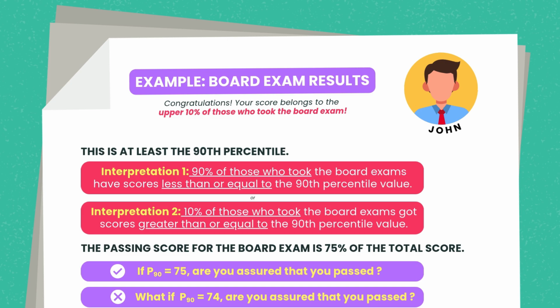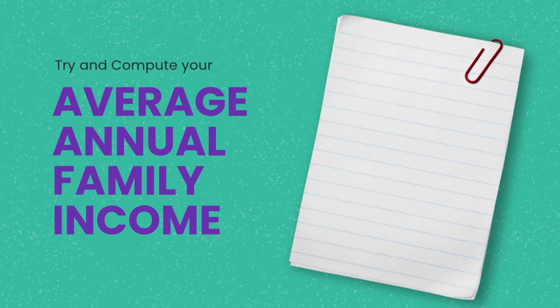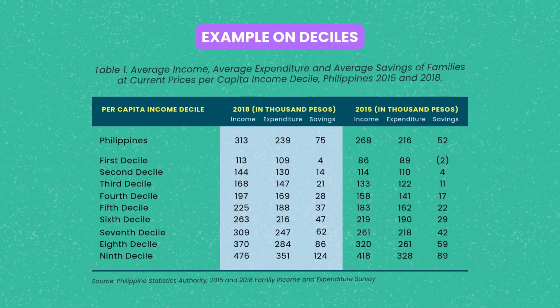Let us now have the example on the deciles. Now, before we look at the data, I want you all to try and compute your average annual family income. And keep that in mind, or write it on a piece of paper. Okay? Did you get your average annual family income? Now, let's look at the 2018 values.